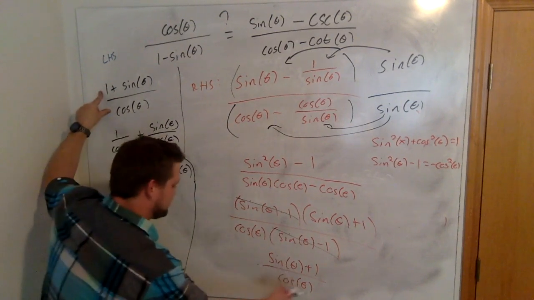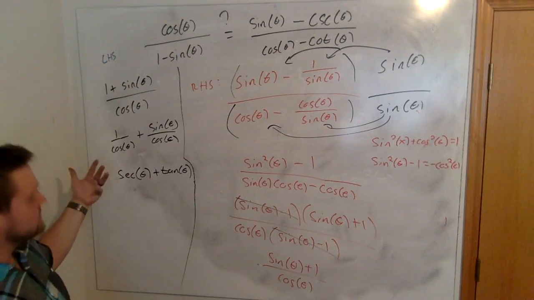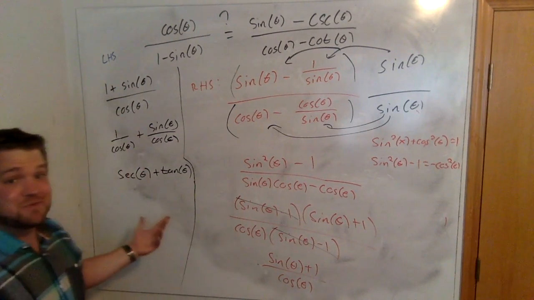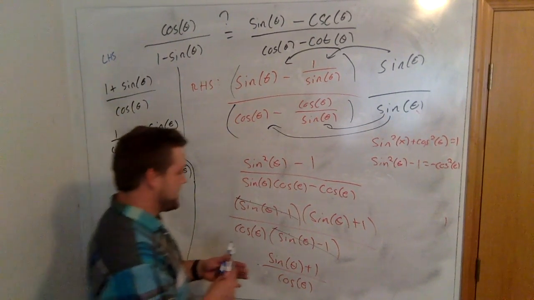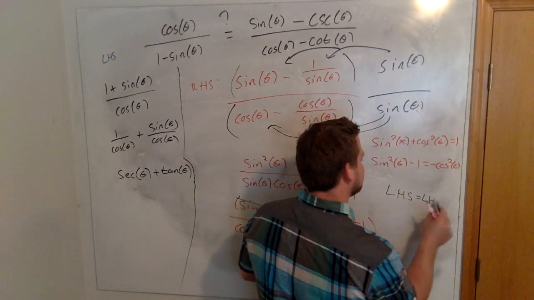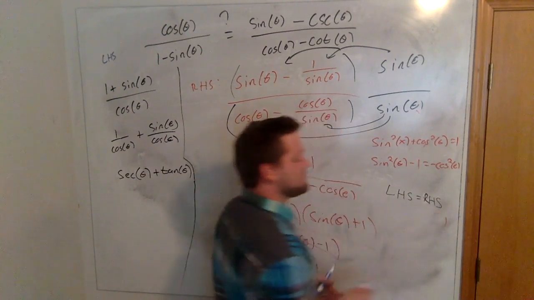Or you could distribute this cosine to both pieces and show it's the same as secant of theta plus tan of theta. You could have taken this route and just said, hey, the left-hand side and right-hand side both simplify to this, so they must be equivalent. So left-hand side is equal to right-hand side. That one was a lot of fun, a lot of different approaches you could take.